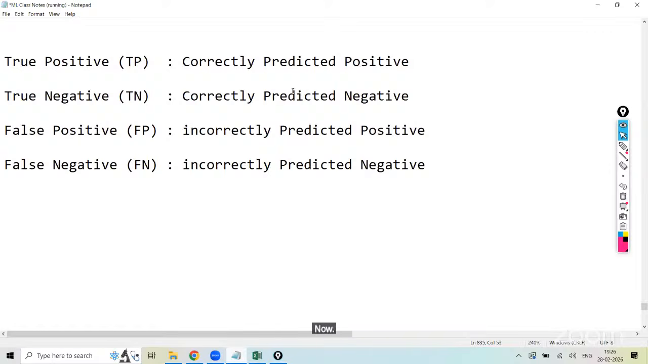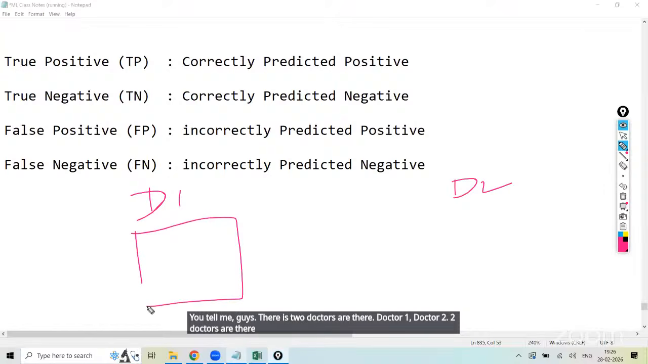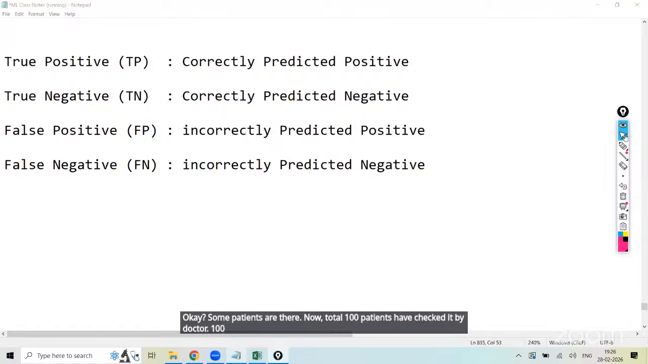Now, what is the use, sir? You tell me, guys. There are 2 doctors, Doctor 1 and Doctor 2. Under the 2 doctors, some patients are there. Total 100 patients are checked by Doctor 1, and 100 patients are checked by Doctor 2.